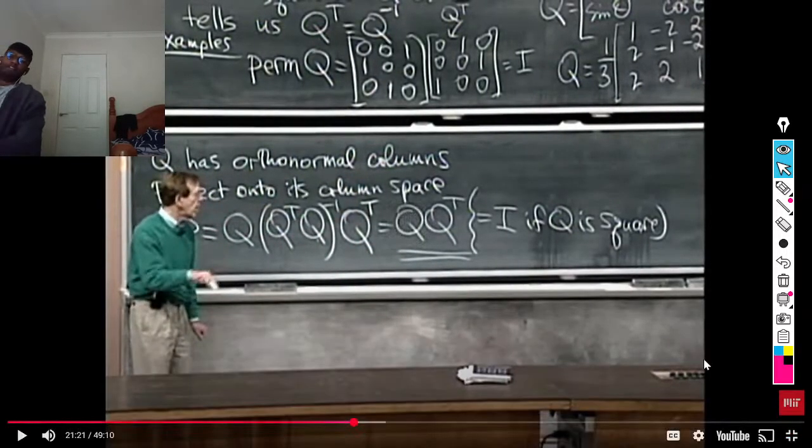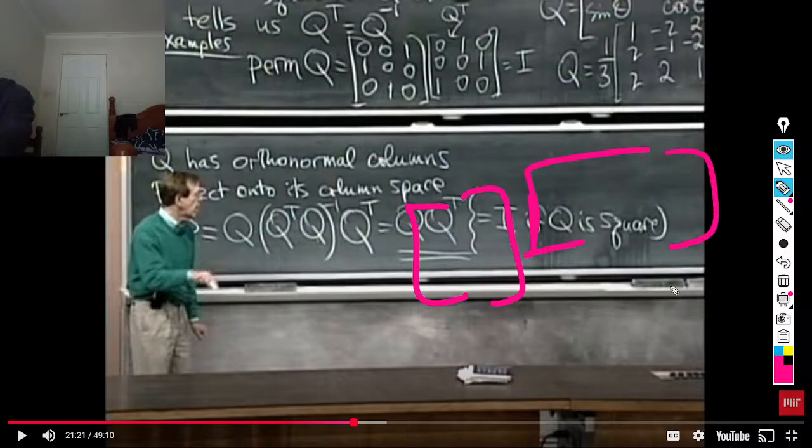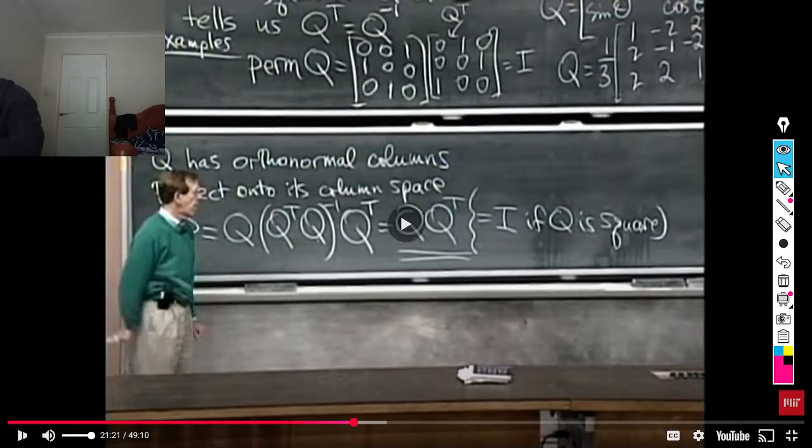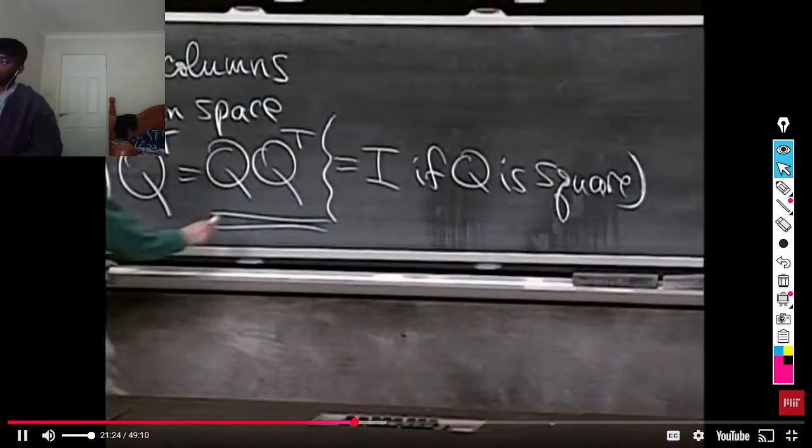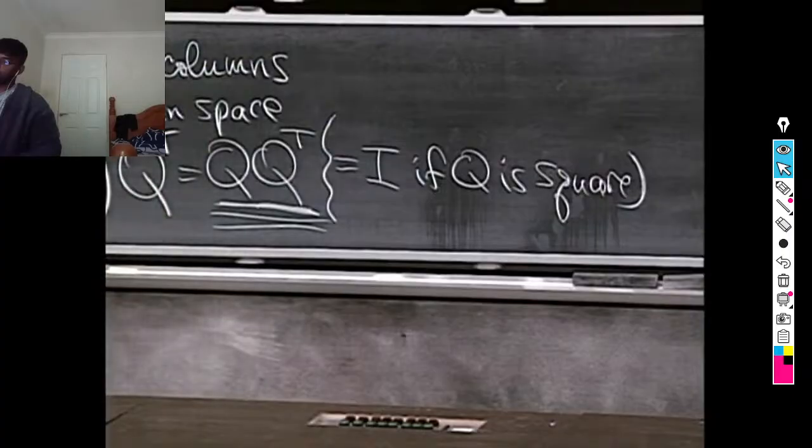Even if it's a rectangle, let's say, we have one of these, multiply one of these, will be identity? Maybe not in every case. If it's not a square matrix, then we don't get the identity matrix.